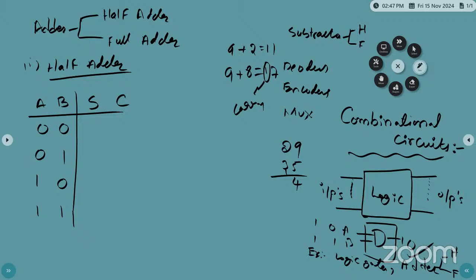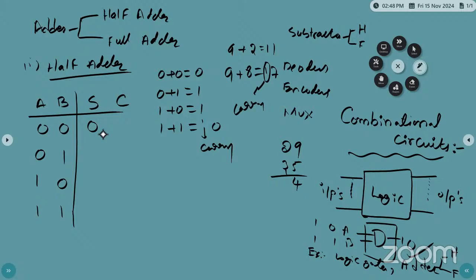Or you can remember this: 0 plus 0 is 0, 0 plus 1 is 1, 1 plus 0 is 1, and 1 plus 1 is sum 0, carry 1. Now we can add: 0 plus 0, sum 0.